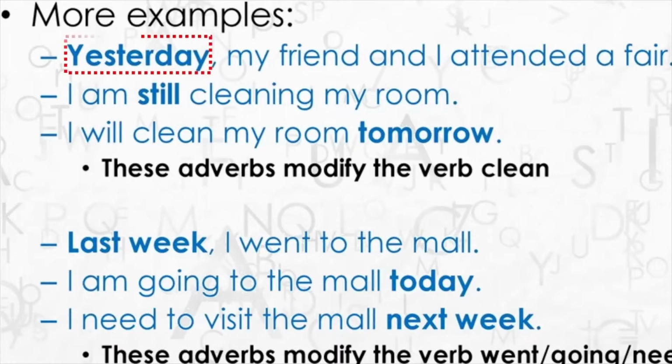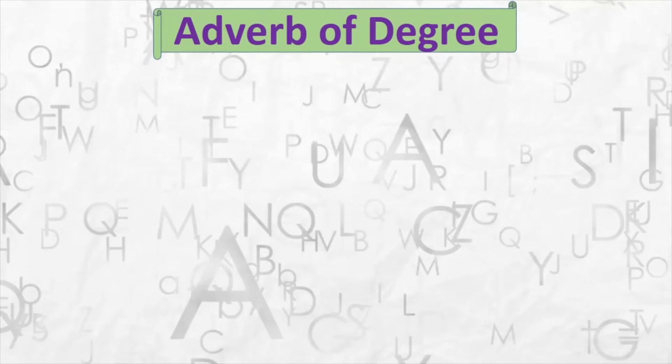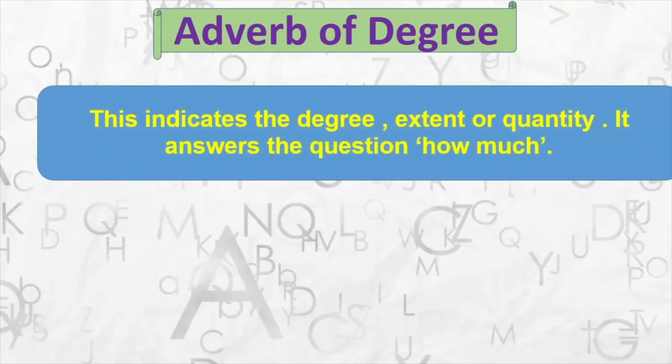Let's go on and see the main words which are the adverbs. So it is yesterday, still, tomorrow, last week, today, and next week. So in some sentences, it is just one word, whereas in some examples, it is a couple of words, or you can say a phrase. Okay? So this was about adverb of time. We move on to adverb of degree. So what is the meaning? Let's see first. This indicates the degree, extent, or quantity. How much? Okay, it answers the question how much.